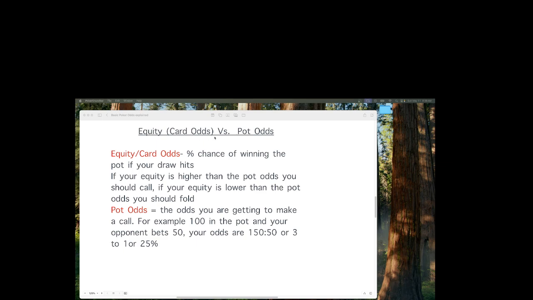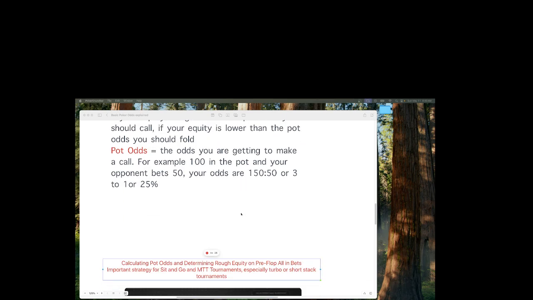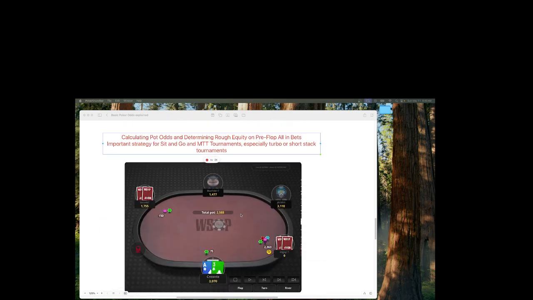Equity or card odds versus pot odds. Equity is the percent chance of winning the pot if your draw hits, or in this situation, if you call a pre-flop all in, the percentage that you'll win the hand at showdown. If your equity is higher than the pot odds, you should call. If your equity is lower than the pot odds, you should fold. Pot odds are the odds you're getting to make a call. For example, with $100 in the pot and your opponent bets 50, your odds are 150 to 50, or 3 to 1, or 25%.